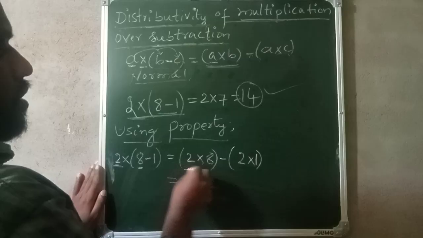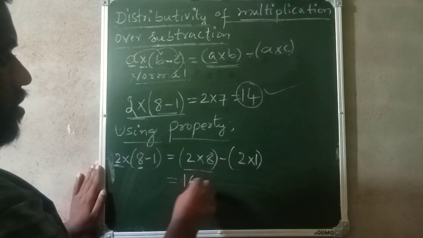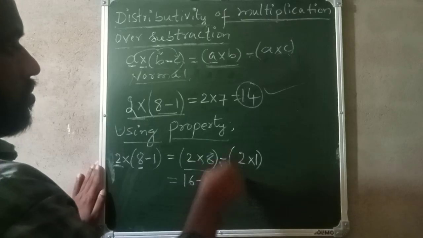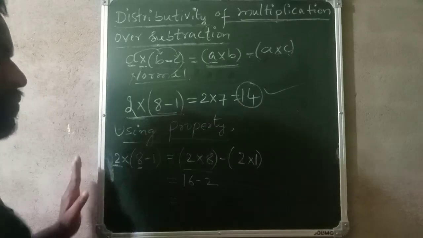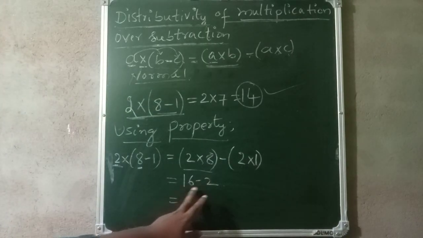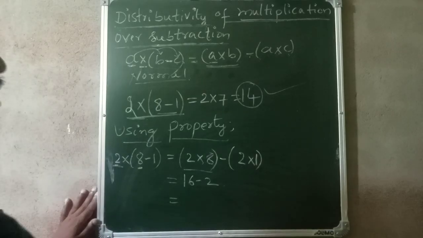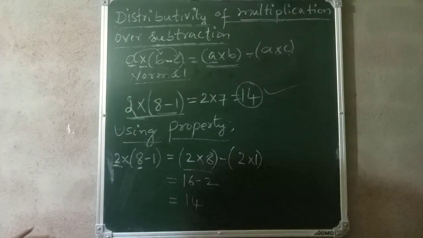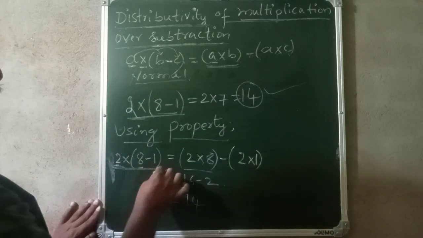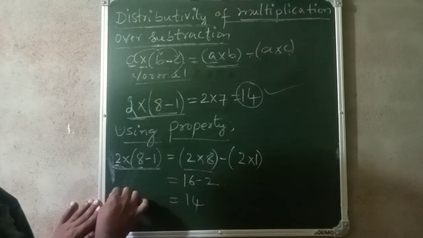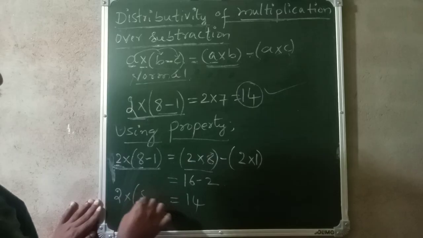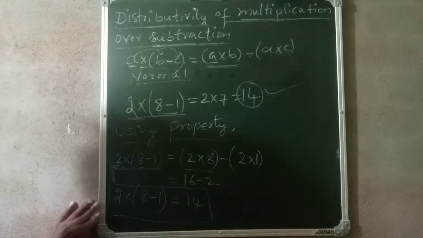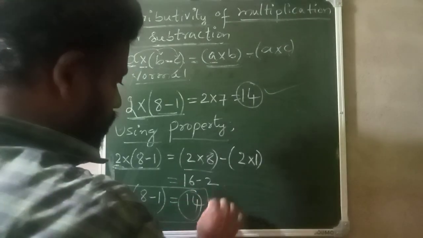Now I have to simplify this. So 2 into 8, 2 8s are 16, minus 2 into 1, 2 1s are 2. Okay. Next, 16 minus 2, how much will you get? If we do 16 minus 2, that is 14. So first write whatever is there here. So 2 into 8 minus 1, this is what we got. So 14 is the answer.